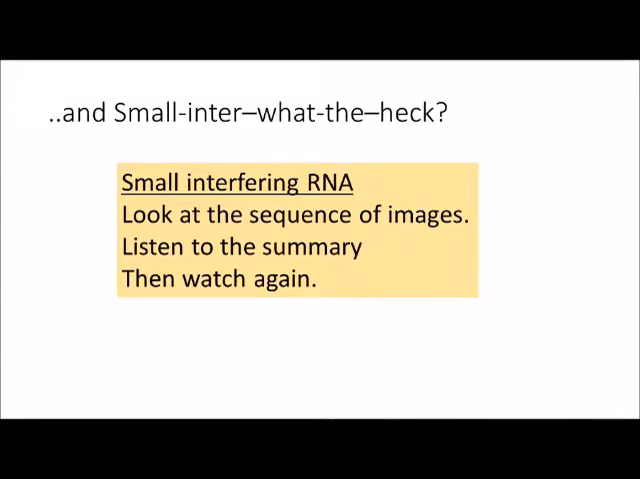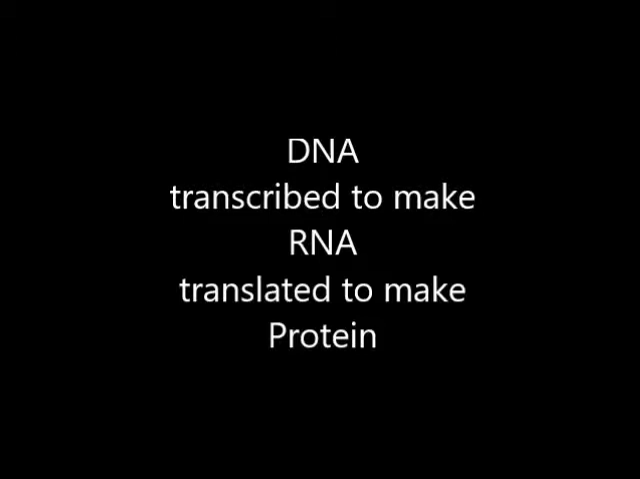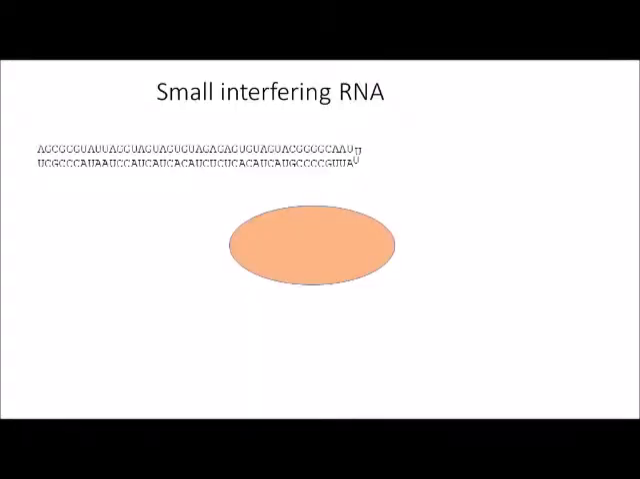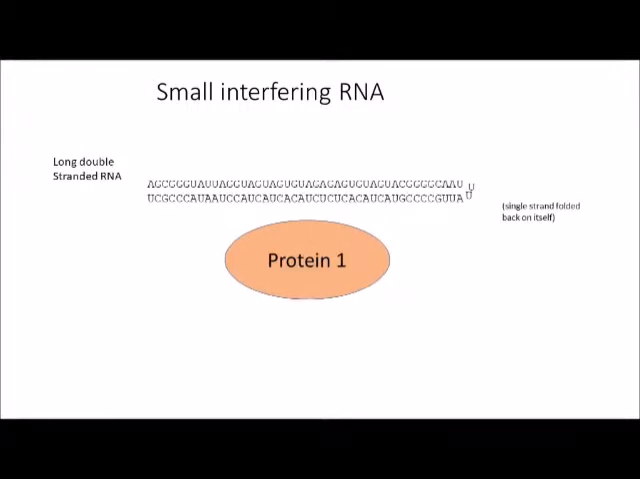So let's make sure that you're happy with the fact that DNA is transcribed to make RNA, and that's translated to make protein. So let's consider small interfering RNA. You start off with a gene that is transcribed to make a long piece of RNA. That RNA folds on itself because it has complementary sequences at each end to make it double-stranded.